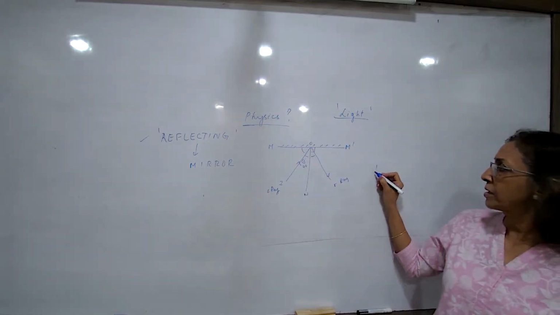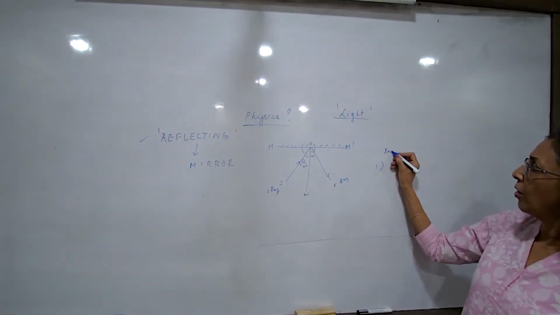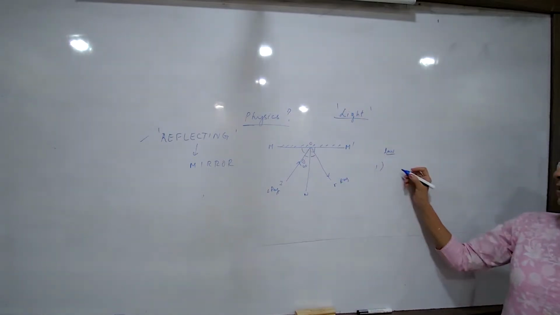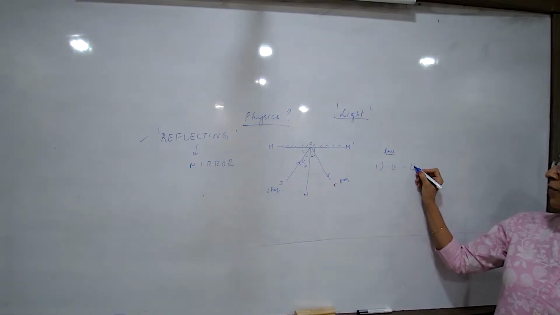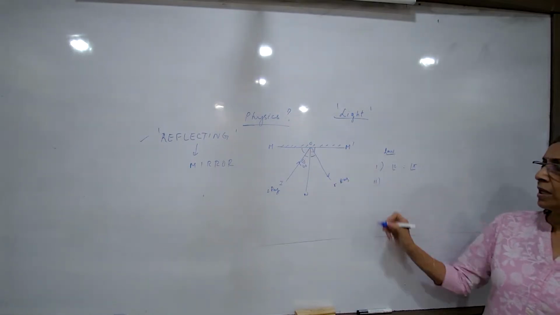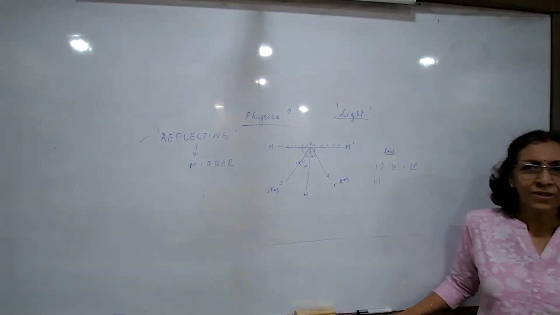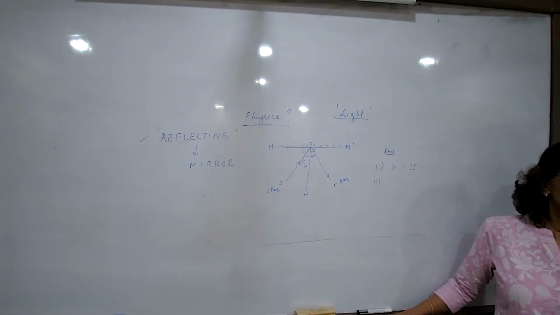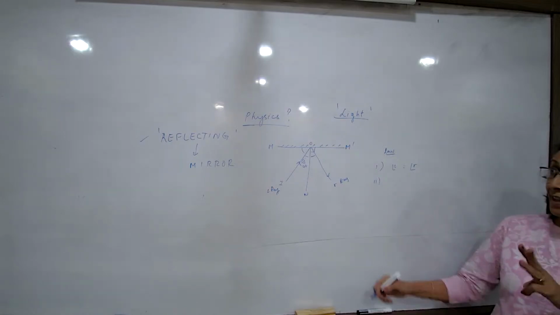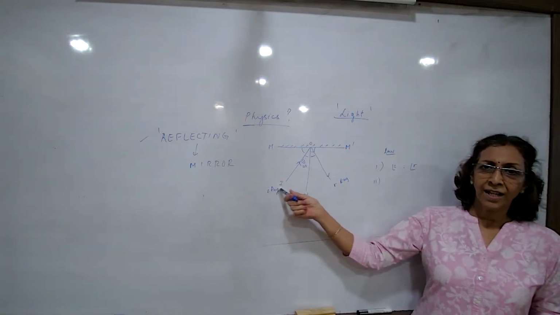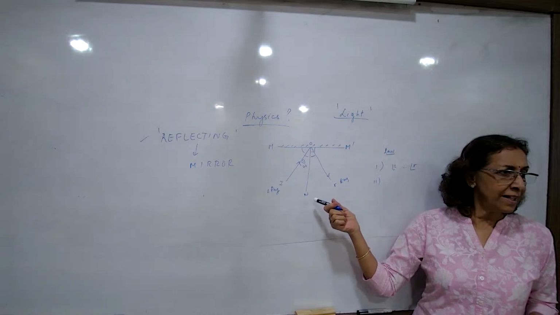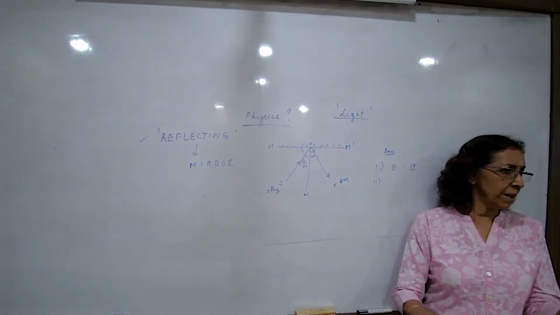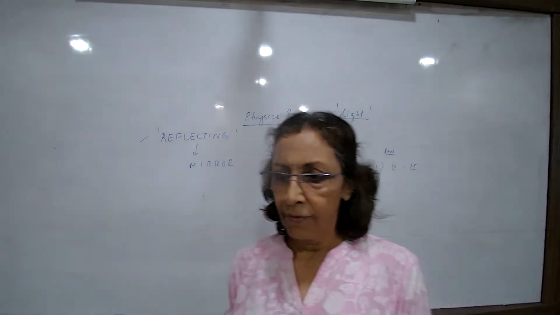So what is the first law of reflection? Angle of incidence is equal to angle of reflection. Very good. What does the second law tell us? Think about it. We have three things here: the incident ray, the reflected ray, and the normal. They're all in the same plane.